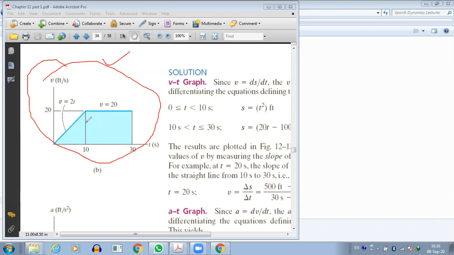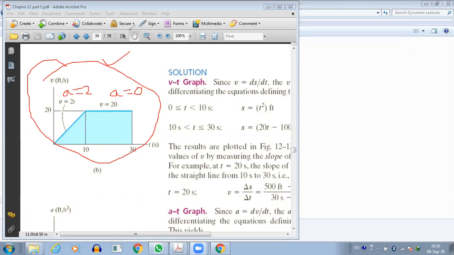So now we need to draw the AT graph. How will we draw the AT graph? Just differentiate again with respect to time. So when you differentiate velocity with respect to time, it's a constant. So what will be A? A will be 0. When you differentiate this with respect to time, this will become 0. And when you differentiate V equals 2t with respect to time, A will be 2. So constant. So from 0 to 10 seconds, it will be 2. And then from 10 to 30 seconds, it will be 0.